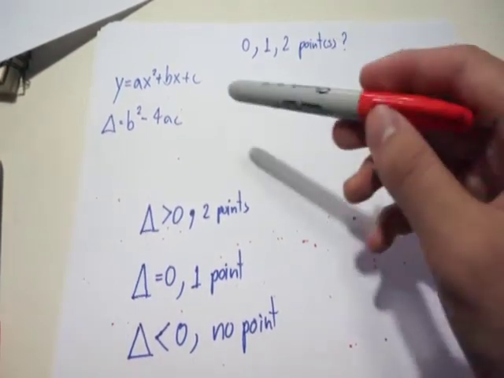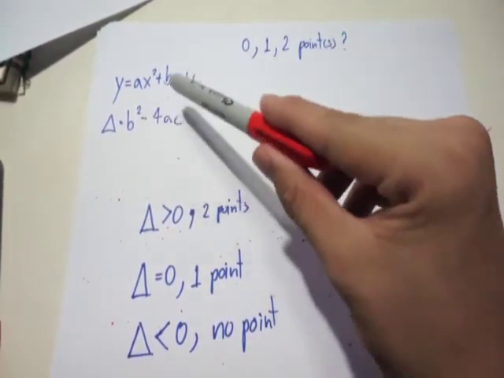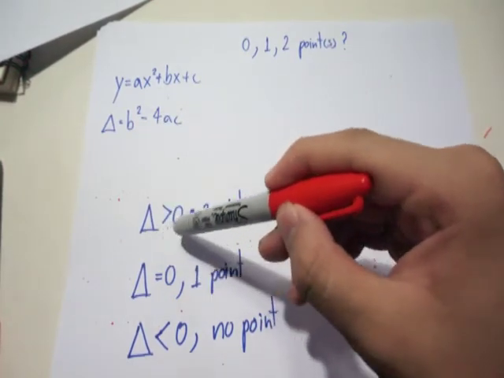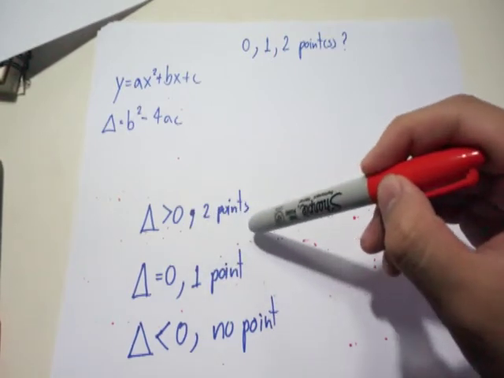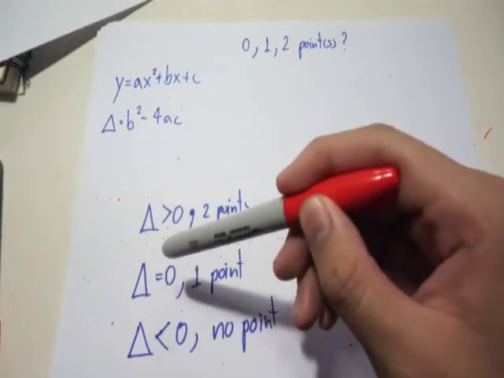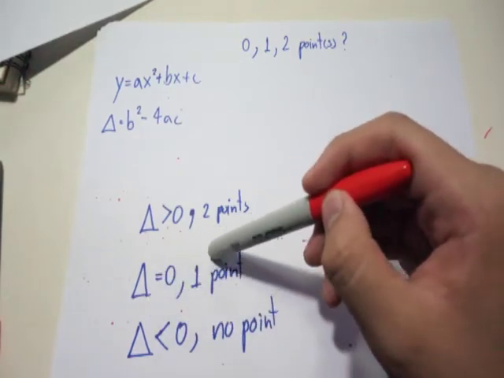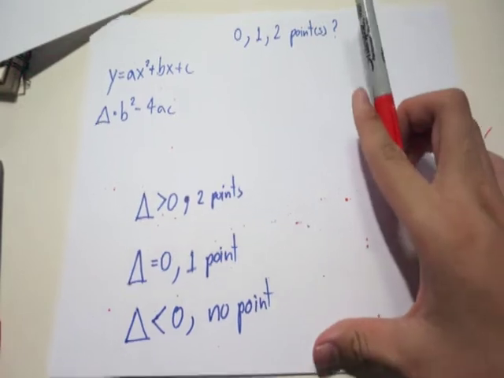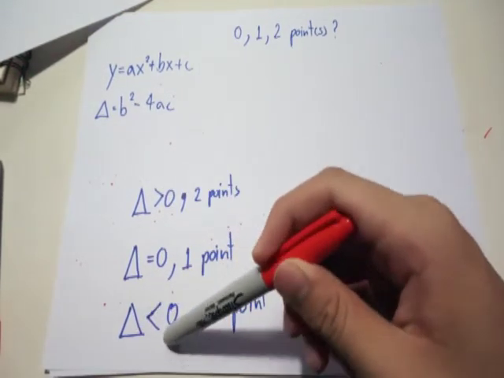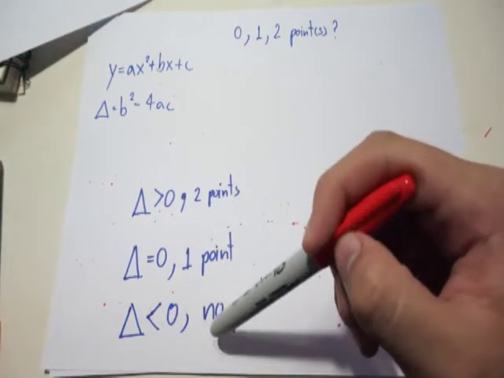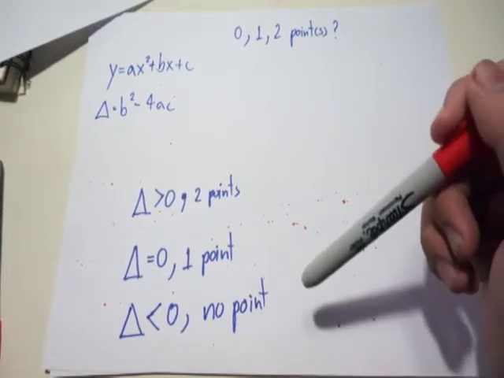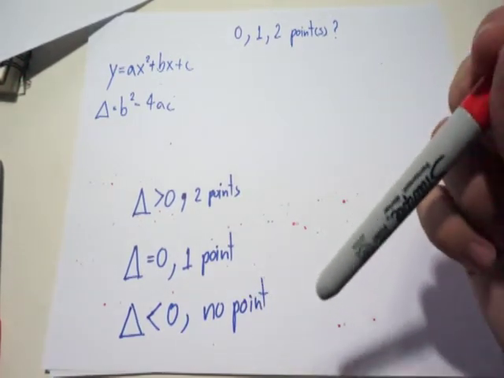And when we place all the information in this, we will see that if delta is more than 0, then they'll have 2 points of intersection in the parabola. But if the delta equals exactly 0, then it will only have 1 point. However, if the delta is less than 0, then that means there will be no point of intersection in that graph. So let's find the intersection from the following equation.